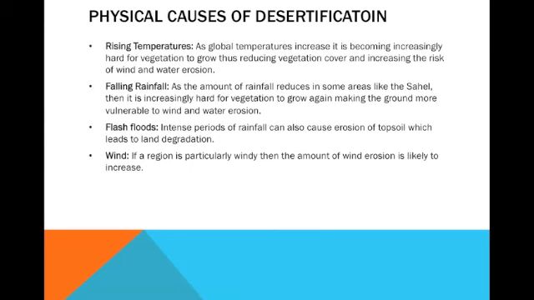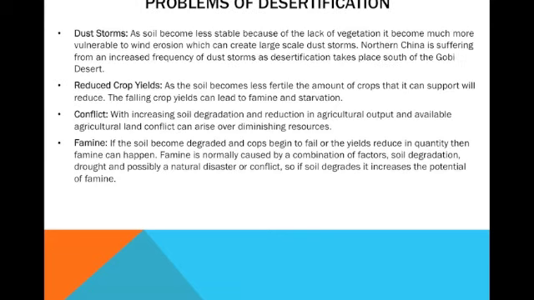Falling rainfall. As the amount of rainfall is reduced in some areas, like the Sahel, it is increasingly hard for vegetation to grow again, making the ground more vulnerable to wind and water erosion. Flash floods. Intense periods of rainfall can also cause erosion of topsoil, which leads to land degradation. Also, wind. If a region is particularly windy, then the amount of wind erosion is likely to increase.